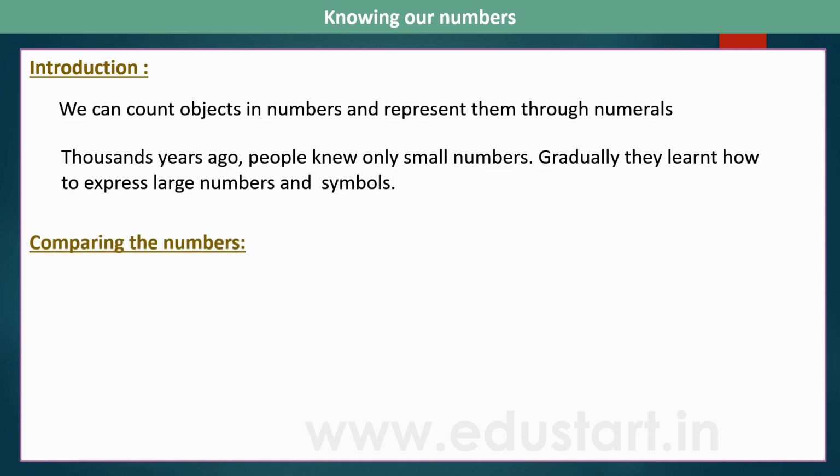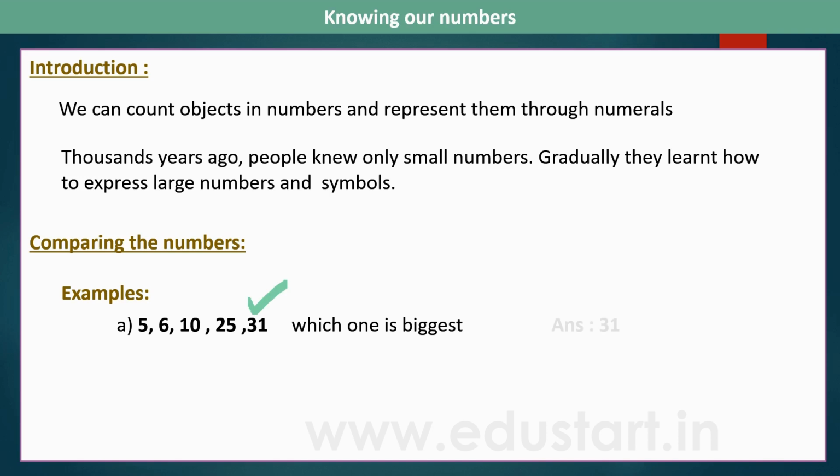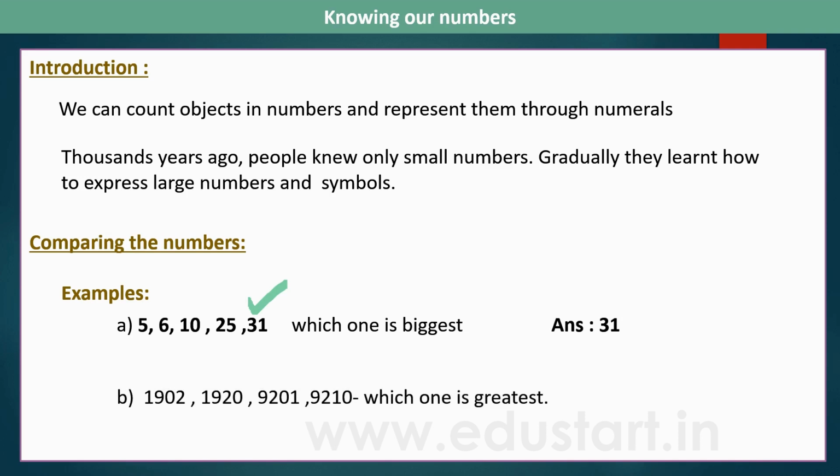Now come to comparing the numbers. Let's go through some examples. 5, 6, 10, 25, 31. Which one is biggest? If you compare, you can find that 31 is the biggest number. So the answer is 31. Now 1902, 1920, 9201, 9210. Which one is greatest? You can see 9210 is greatest.